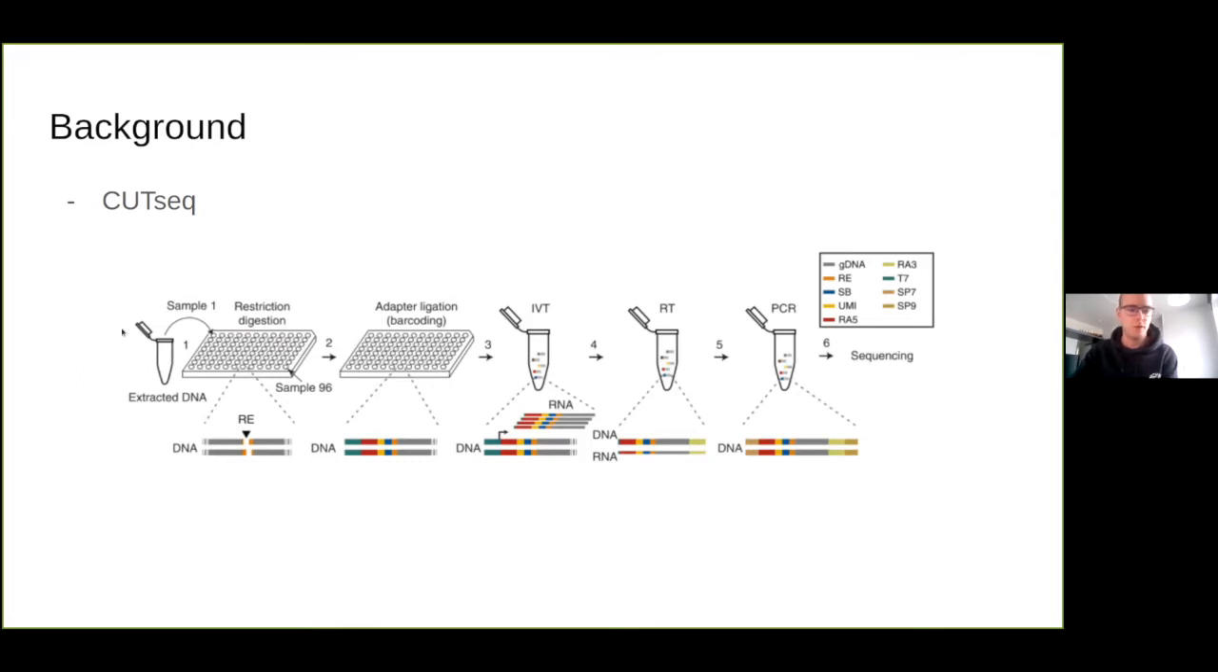And how this method looks like briefly is you have extracted DNA. This can be tissue, this can be FFPE tissue sections from cancer samples, basically anything. You have one sample in each well of either a 96 well plate or 384 well plates. You have a step called restriction digestion, where you digest the DNA with a restriction enzyme. Following this, you ligate adapters to this. So in each well, you have a specific sample, specific barcode. Then, because every sample has its own barcode, you pool everything together. You have an in vitro transcription step, reverse transcription, PCR, and then go to sequencing.